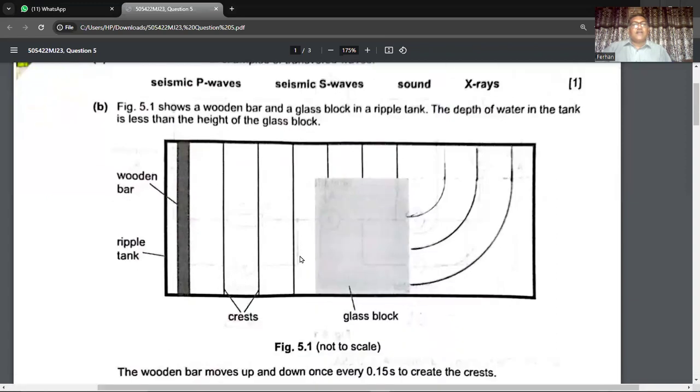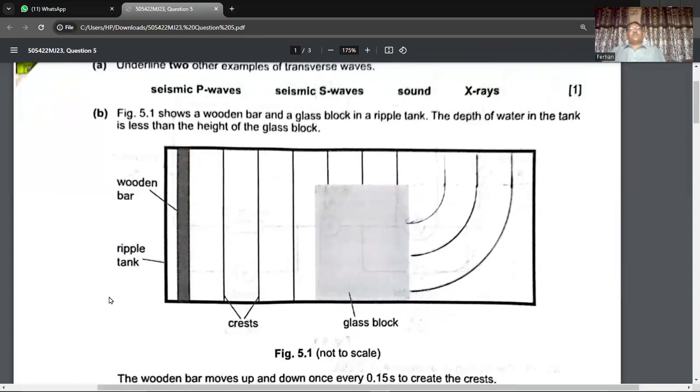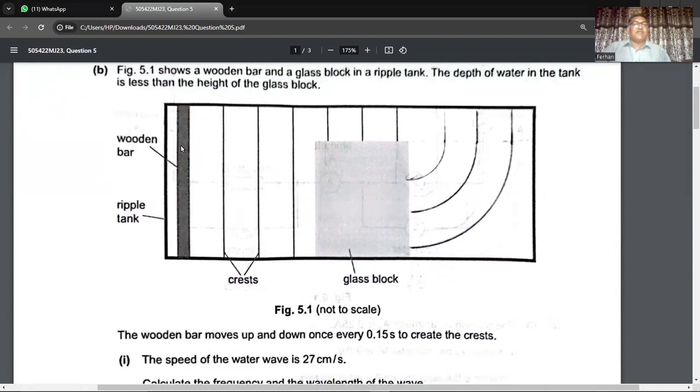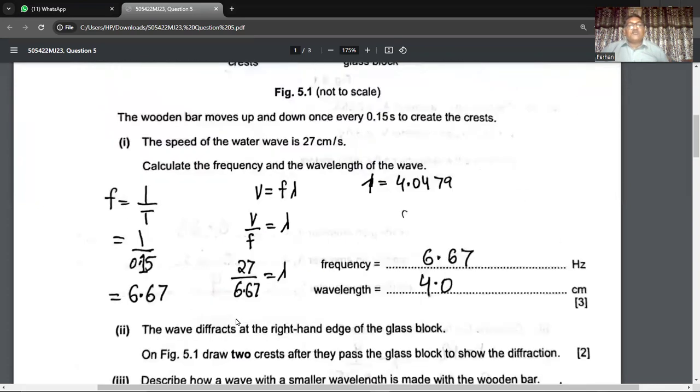Now it says figure 5.1 shows a wooden bar and a glass block in a ripple tank. The depth of the water in the tank is less than the height of the glass block. Here we have a wooden bar which will be producing the wavefronts. These wavefronts are shown in the question. The wooden bar moves up and down once every 0.15 second to create the crests. The speed of the water wave is 27 centimeter per second. Calculate the frequency and the wavelength of the wave.